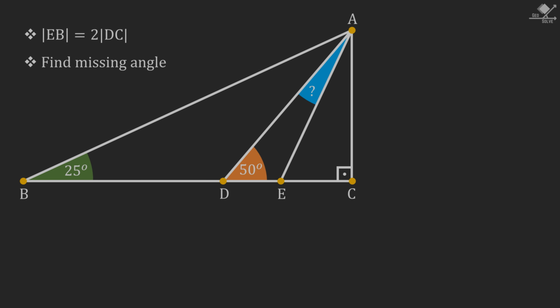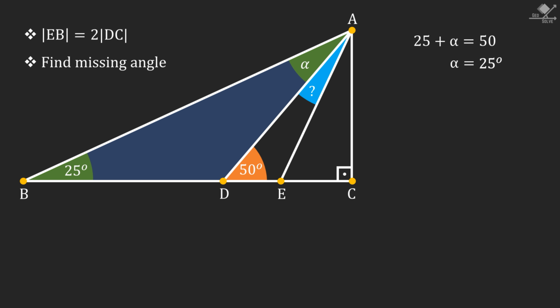Using the information given on the question, we need to find the missing angle. First, let's call this angle alpha. Then, using the exterior angle theorem on this triangle, we can write 25 plus alpha equals 50 degrees. From here, alpha will be 25 degrees. Let's also write this on the diagram.